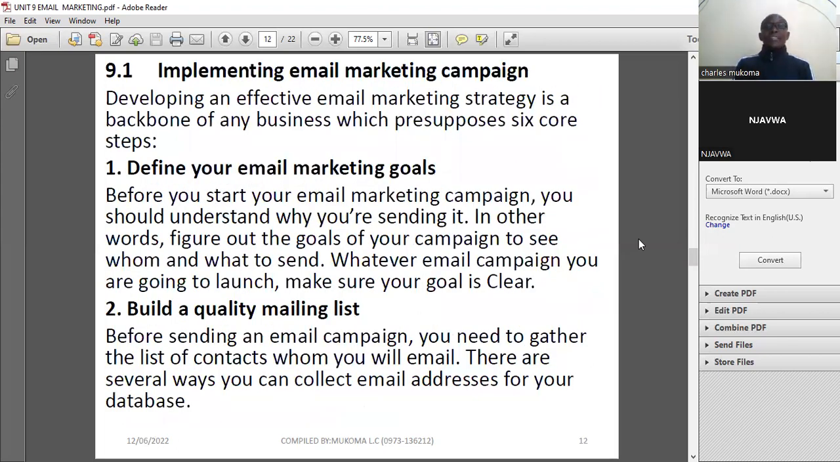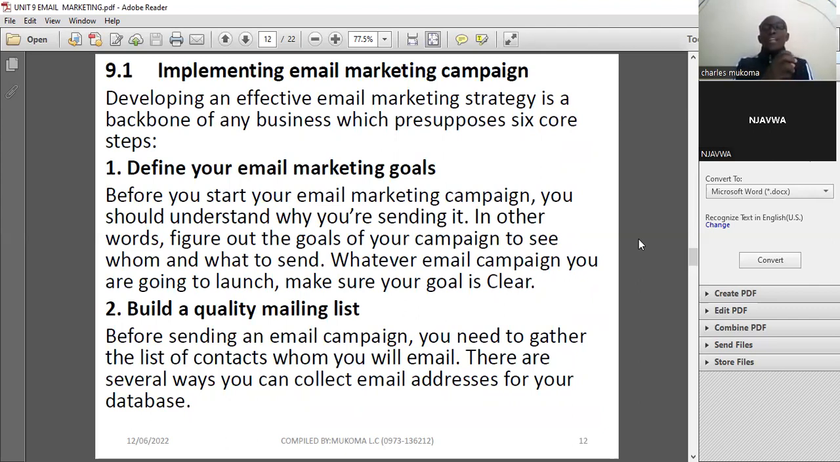Implementing email campaign. How do we implement our email marketing campaign? Number one, we define your email marketing goals. Why do you do email marketing? What are your goals? Once you set them, once you determine them, you build a quality mailing list.